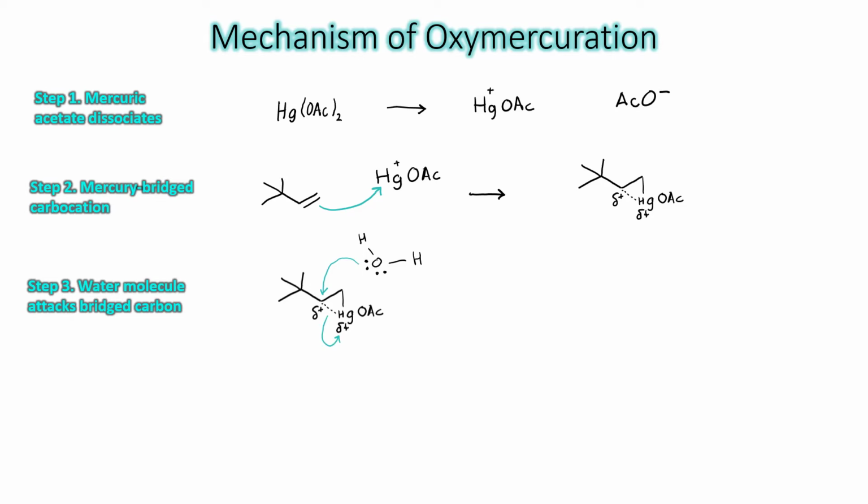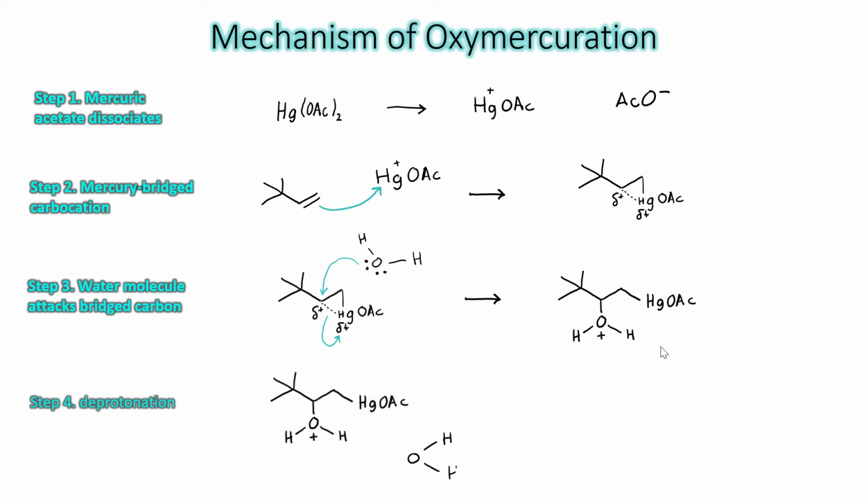This results in the ring opening with the electrons moving fully over onto the mercury, resulting in the following intermediate structure. The protons on the oxygen in our intermediate structure are actually quite acidic. So in the fourth step, the solvent water molecule can remove one of these protons, giving the electrons to the oxygen. And this results in an alcohol.